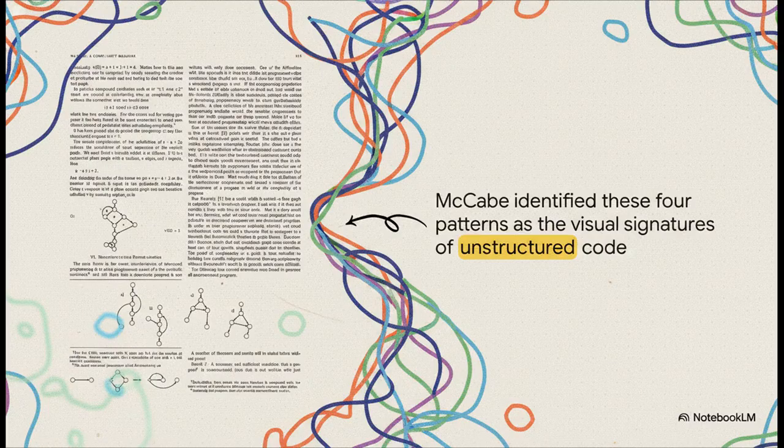And here they are, visually. These are the signatures of spaghetti code. By pointing out these very specific, forbidden shapes, McCabe basically gave programmers a visual checklist of what not to do if they wanted to keep their code clean, structured, and understandable.